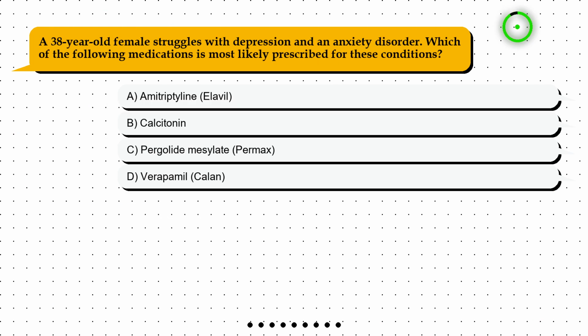Question 9. A 38-year-old female struggles with depression and an anxiety disorder. Which of the following medications is most likely prescribed for these conditions? Option A, amitriptyline, Elavil. Option B, calcitonin. Option C, pergolide mesylate, Permax. Option D, verapamil, Calan.